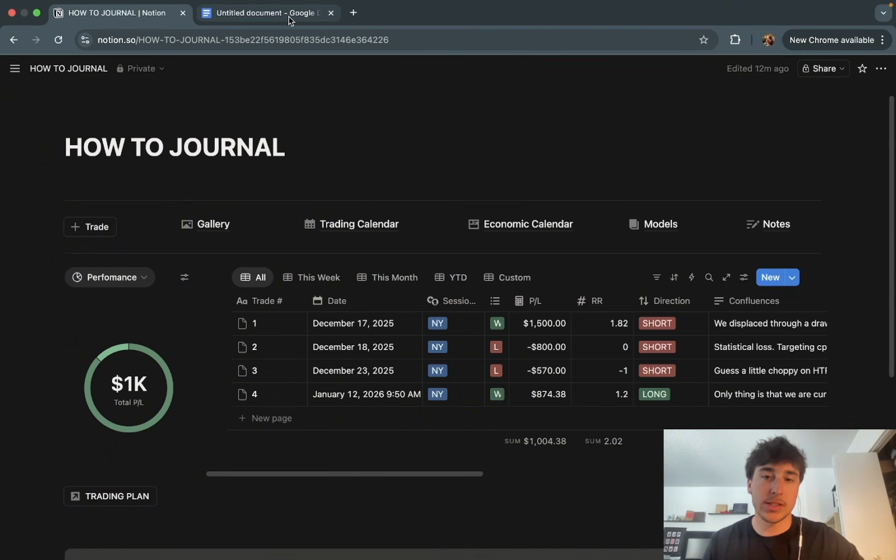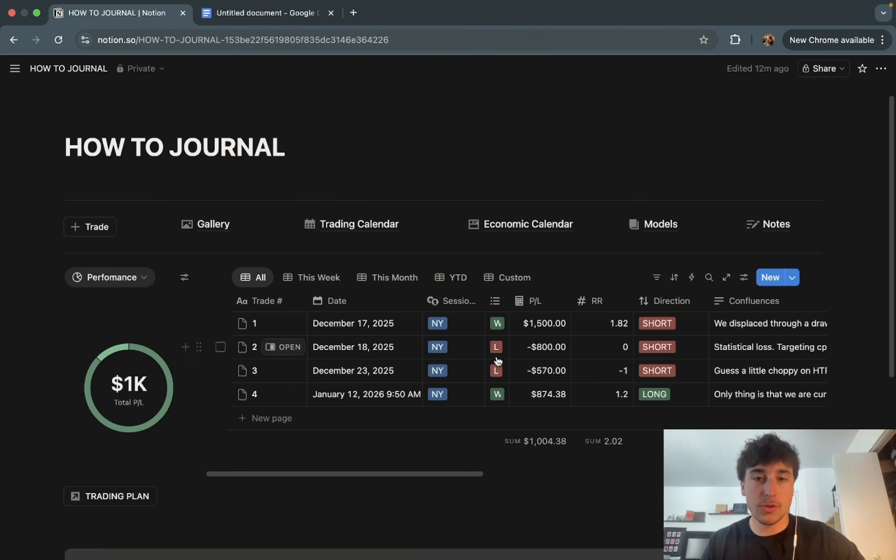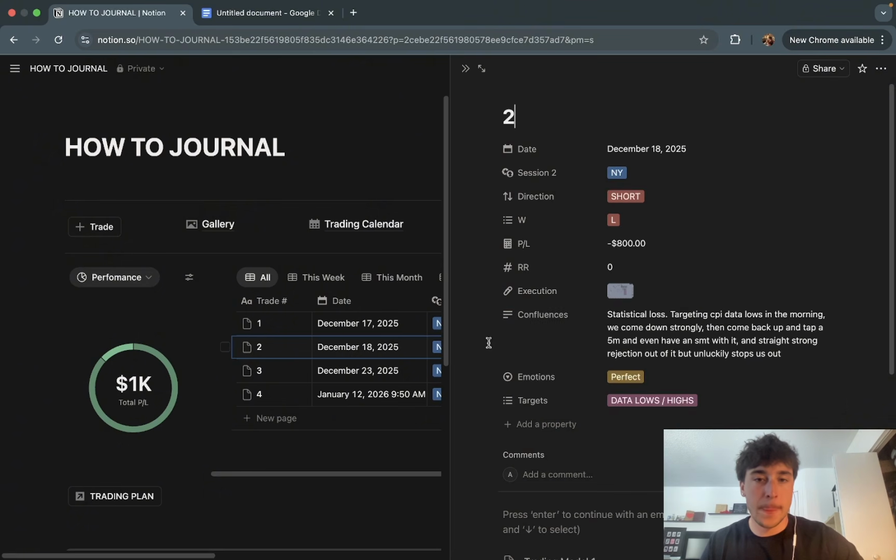And I guess I'll go back to the document here. So coming back to the point of why it's so important to recognize the differences, we'll go over this loser here and see what it is. This one's not necessarily the greatest example because right here, I say it's a statistical loss. We were targeting CPI data lows in the morning. We came down strongly, then came back up and tapped a 5-minute and even had an SMT with it, a strong rejection, and it stops us out. So with this loser, my emotions were perfect.